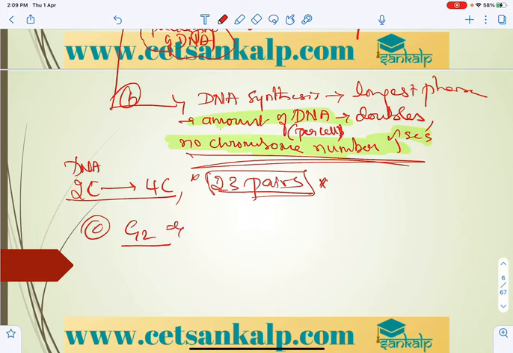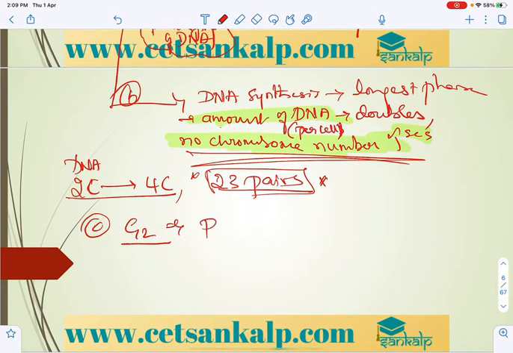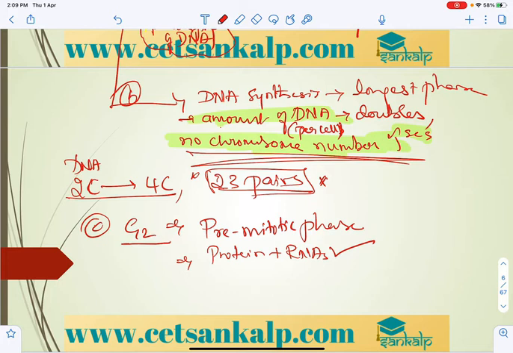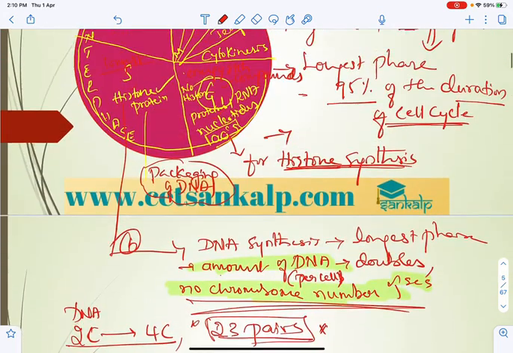The cell continues to grow further and prepares for division. So this is the pre-mitotic phase, because it is before mitosis. There will be rapid growth, and all proteins and RNA will be synthesized. So rapid cell growth will be there. Now the cell is ready to enter M phase.